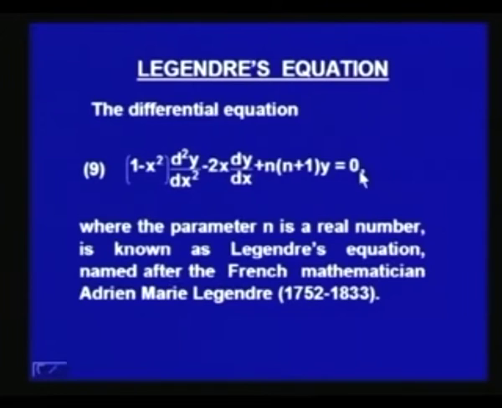Now, next we study Legendre's equation, the differential equation 1 minus x square into d square y over dx square minus 2x dy by dx plus n into n plus 1 y equal to 0, where the parameter n is a real number, is known as Legendre's equation. It is named after the French mathematician Adrien Marie Legendre from 1752 to 1833.